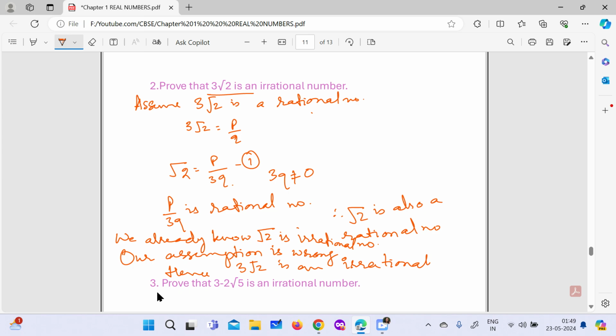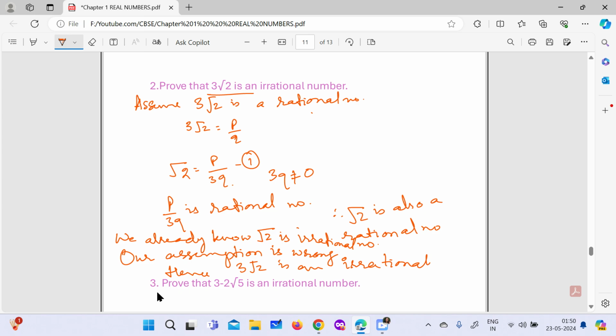When we write it in the form of p over q, you can transpose the 3, so you will get root 2 is equal to p upon 3q. Why are we doing it? Just to prove our assumption is wrong, and we already know that root 2 is an irrational number.